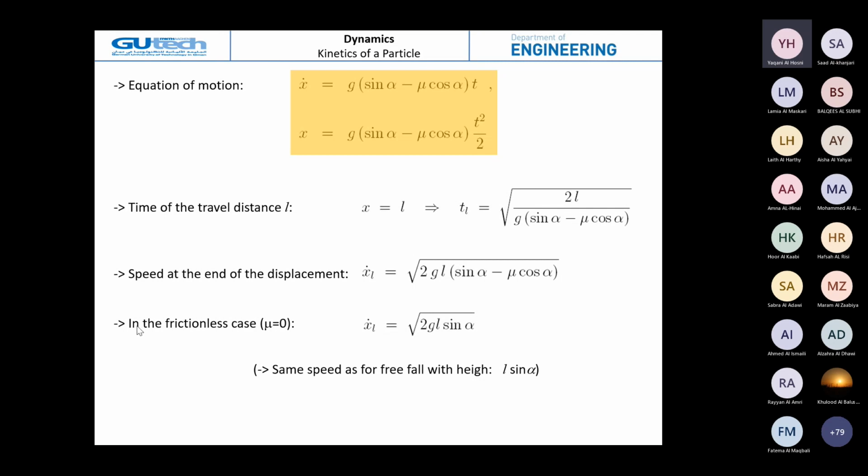In the frictionless case, that means mu is equal to zero, there is no friction. In this case, x dot for the distance L is only the square root of 2 G L sine alpha, which means that in the frictionless case, this term is equal to zero. It's the same speed as for the free fall with the length L sine alpha.